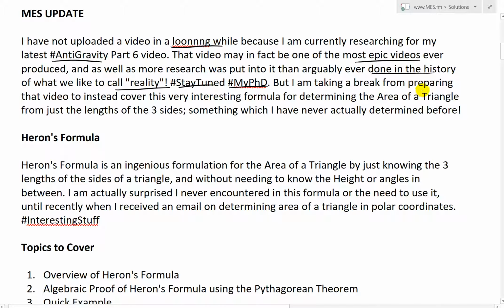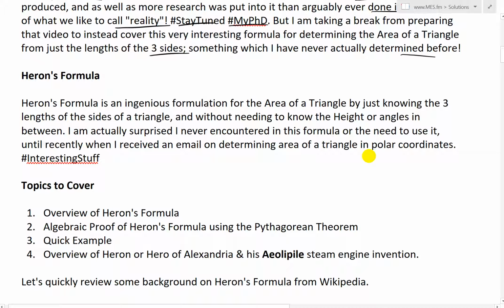But I am taking a break from preparing that video to instead cover this very interesting formula for determining the area of a triangle from just the lengths of the three sides, something which I have never actually determined before. It never came across my mind until recently. So let's look at Heron's formula. Okay, so Heron's formula is an ingenious formulation for the area of a triangle by just knowing the three lengths of the sides of a triangle, and without needing to know the heights or angles in between.